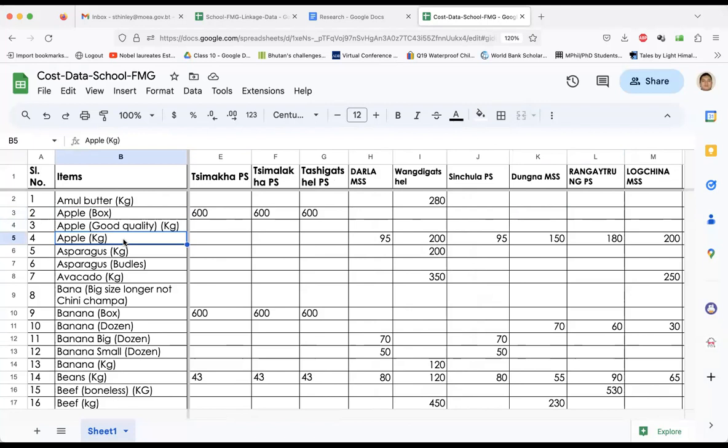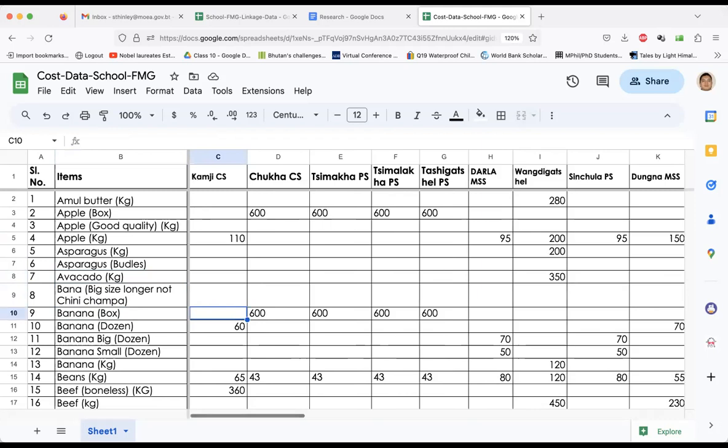Every school has a different way of putting up things. Asparagus is listed in kg in one and in bundles in another. Banana, for example: big size, longer. Banana box, banana dozen, banana big.